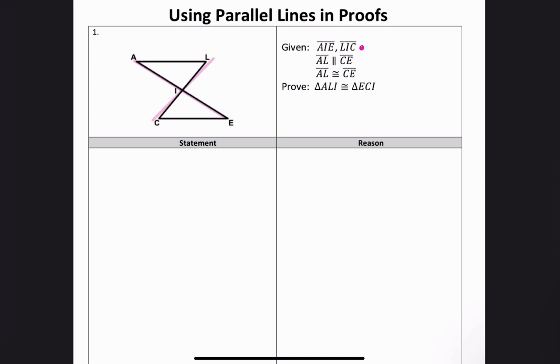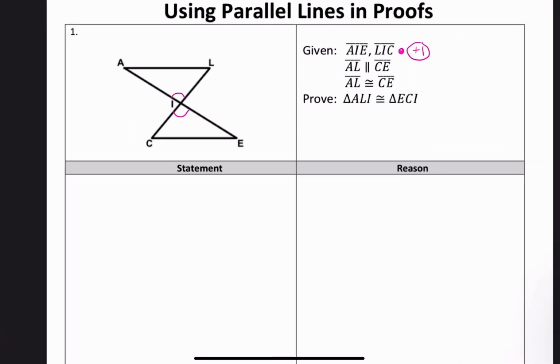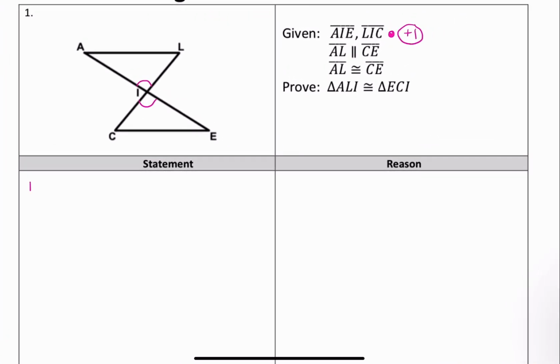So, for example, this first given, AIE and LIC, is telling me that I have these two straight lines. And remember, when you have two intersecting straight lines, they give you vertical angles. So this given is going to lead me to one more statement and reason, which eventually will lead me to angles. So let's mark that down first. Statement number one is going to be that AIE is a straight line and LIC is a straight line, and that is given.